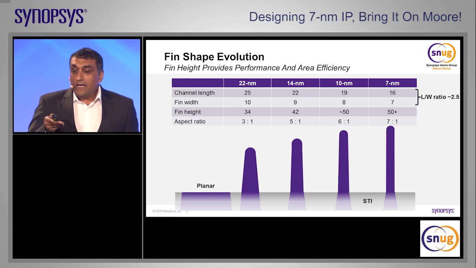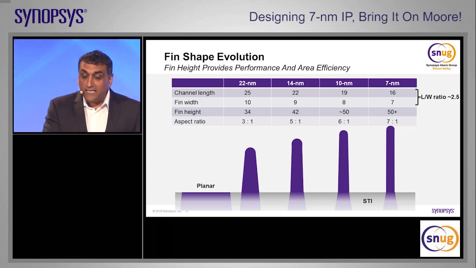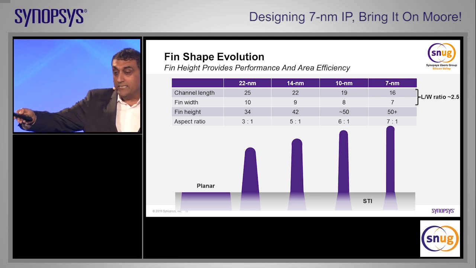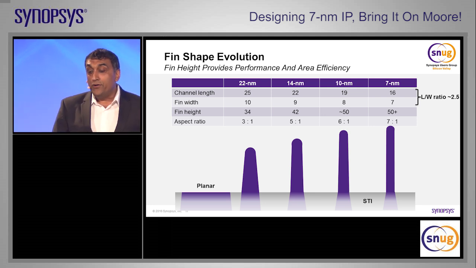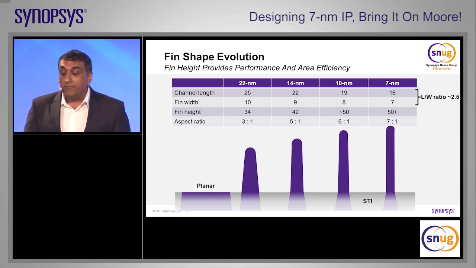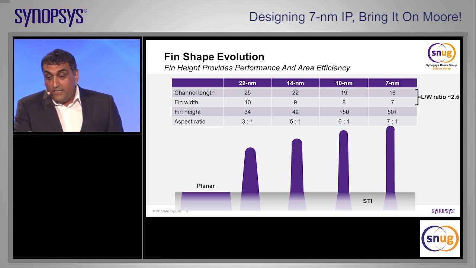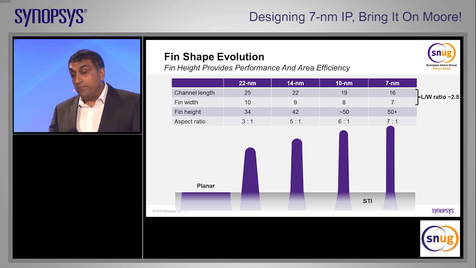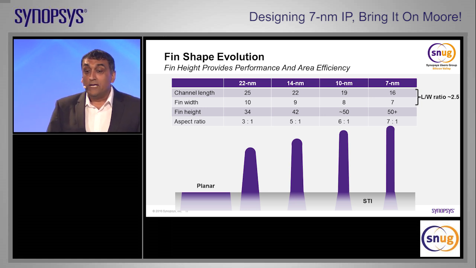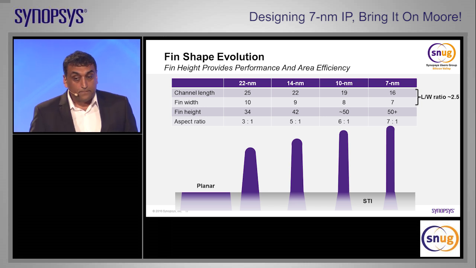Okay. Here I've taken a representation of moving from a planar technology all the way to 7 nanometers, and I'm showing you the extrapolation of the fin height. Okay? So you see that when you're getting to 10 and 7 nanometers, the fin height is, in this dimension, of about 50 or higher than 50. Okay, the aspect ratio also increases, but the point is that you want to keep the channel length and the fin width about 2.5.